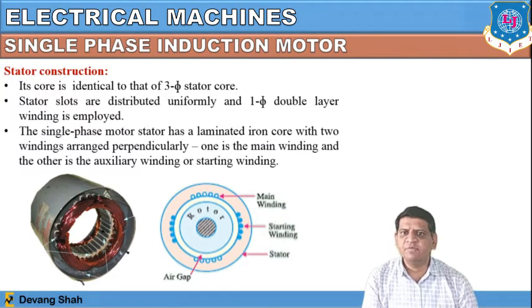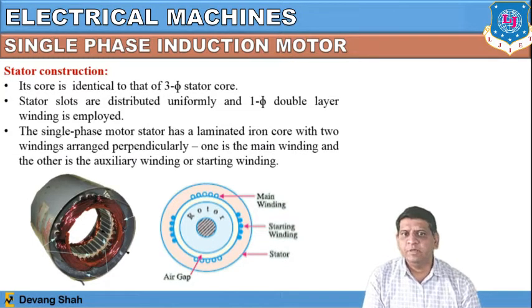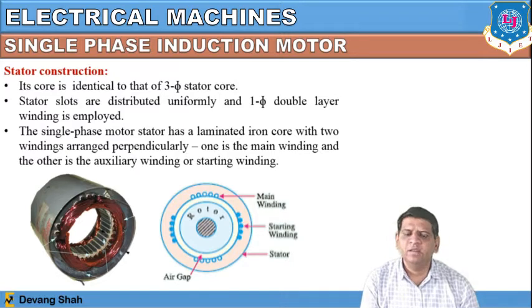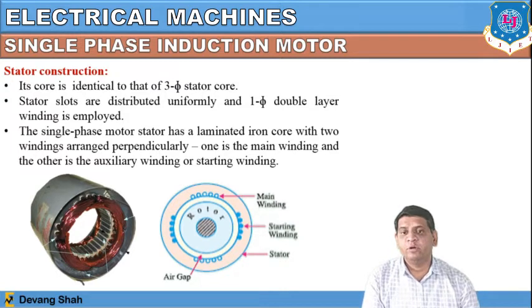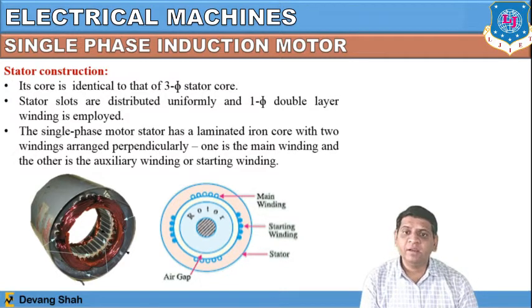The single-phase motor stator has a laminated iron core with two windings arranged perpendicular to each other. Now it consists of two windings. This is a very important part: why does it employ two windings, arranged in a perpendicular manner? One is the main winding and the other winding we define as the auxiliary winding or starting winding.